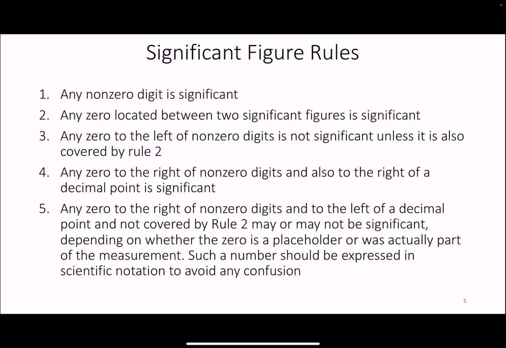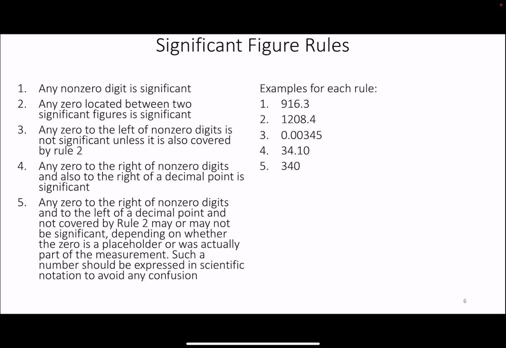So how do significant figures work? I'm assuming you guys are familiar with this concept. So there's a bunch of rules, and I'm going to move on here so you can see examples for each rule. So any non-zero digit is significant. So in the first example here, there's 4 significant figures because there's 4 non-zero digits. If a 0 is located between 2 significant figures, it's significant. Okay, so here we've got 5 significant figures.